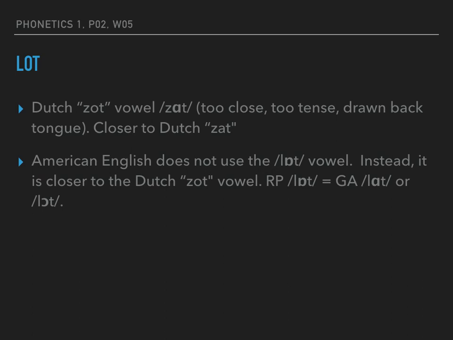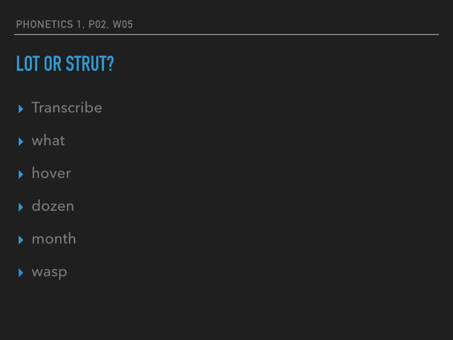A lot of Dutch speakers find it a little bit easier to use the American pronunciation because the American pronunciation of the lot vowel is closer to the Dutch as if you were to say zot. So for instance, if you have some British words and you use the lot vowel, they're going to be a little bit farther back and they're going to be less tense.